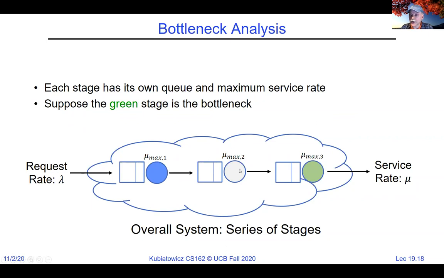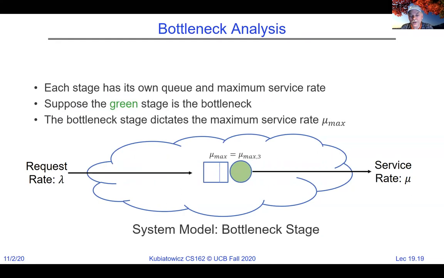Now, if the gray one were the bottleneck, things are going to come out of here slower than they can be handled, and so this queue isn't going to build up, but queues behind it will, okay? So in the bottleneck analysis, you have to figure out what the bottleneck is and use that to figure out what mu max is. All right, and once we've found the bottleneck, we can think of this in a simpler way. Each stage has its own queue and maximum service rate. Once we've decided the green one is the slow one, the bottleneck stage dictates the maximum service rate, and we'll look at this as a single queue with a server that has mu max number 3. All right, questions?